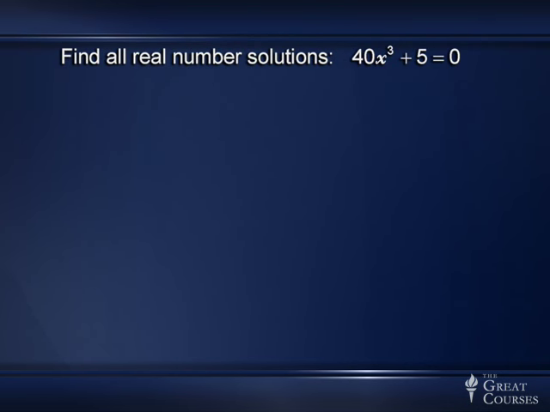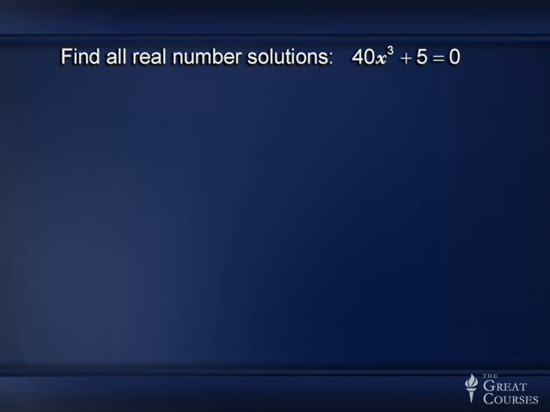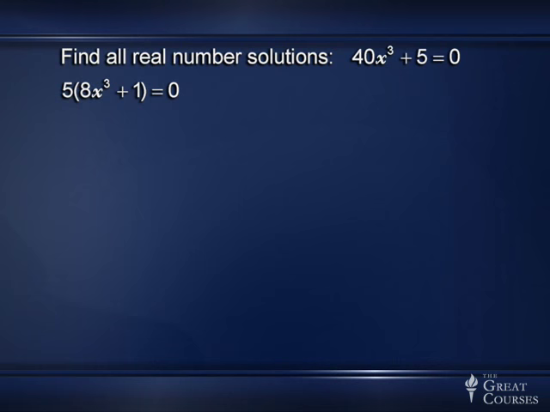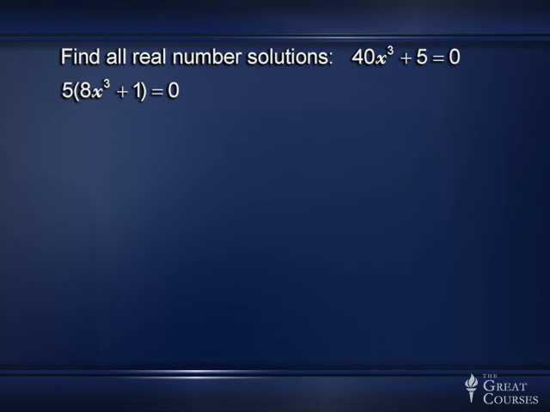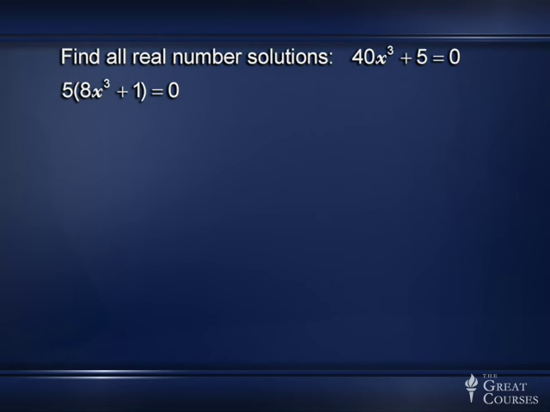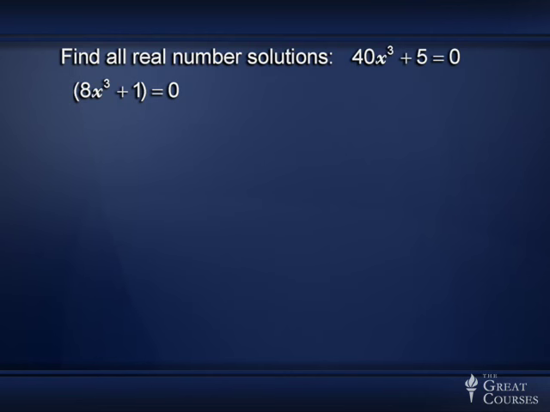In the case of 40x cubed plus 5, the common term is 5, because 5 will divide 40, and of course 5 will divide 5. Factoring out a 5 will give me a new way to write the equation as 5 times 8x cubed plus 1 equals 0. Okay, that 5 is not going to provide me with any solutions for x. It doesn't have any x's in it, so I can just divide it out if you want to think of it that way. And now I just really want to focus my attention on 8x cubed plus 1 equals 0.